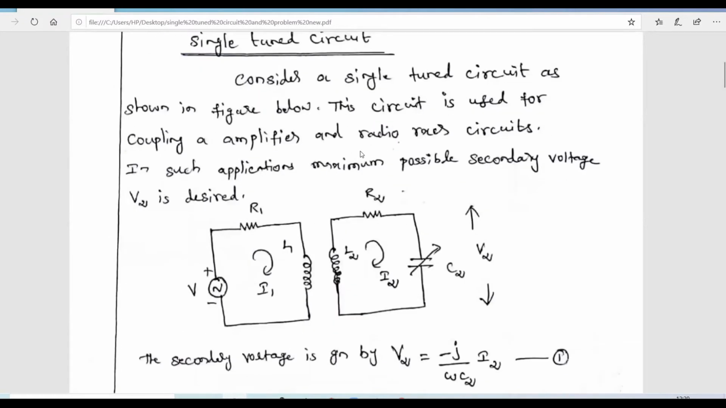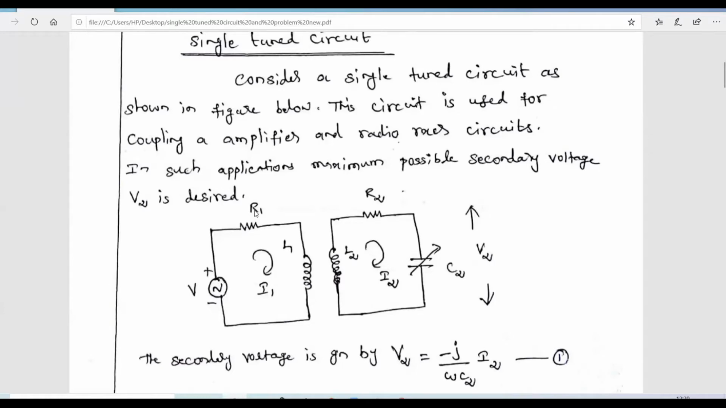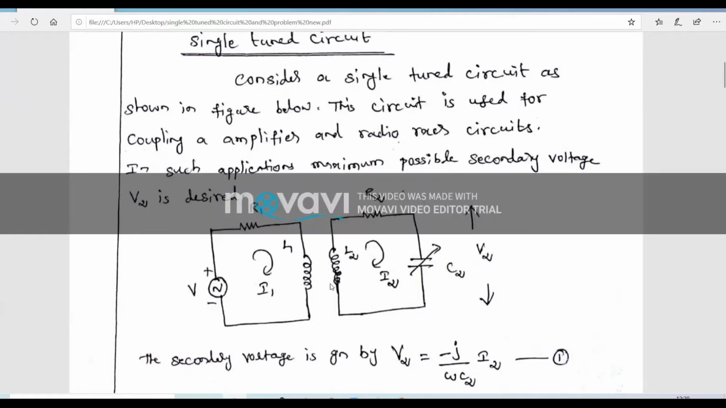Let us see the diagram of this single tuned circuit. In the single tuned circuit, we have two parts. This is the primary circuit, and the other one is the secondary circuit. In the primary circuit, the primary winding inductor L1 is connected with the series resistance R1 and the voltage source V, the externally applied voltage source. In the secondary winding, we connect one more inductor L2 in series with the resistor R2 and a capacitor C2.